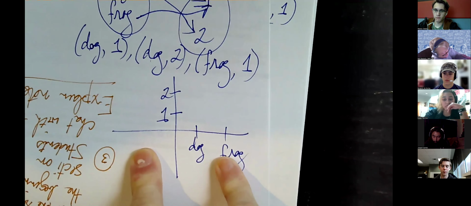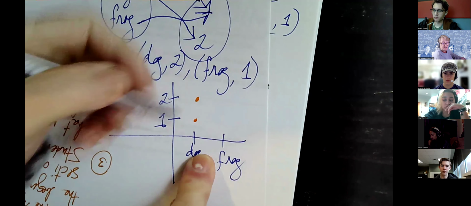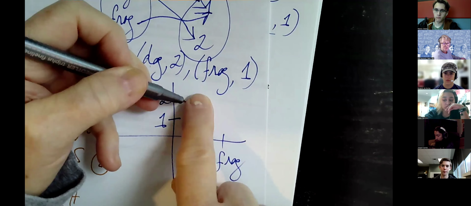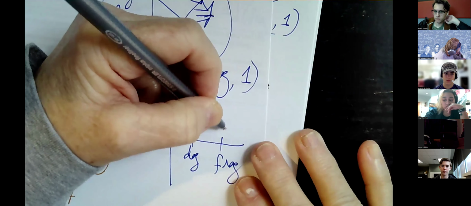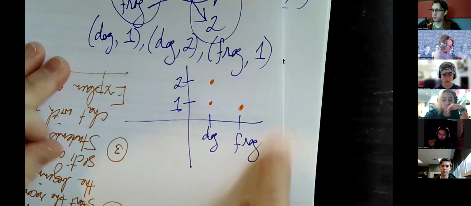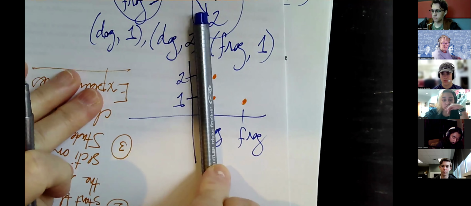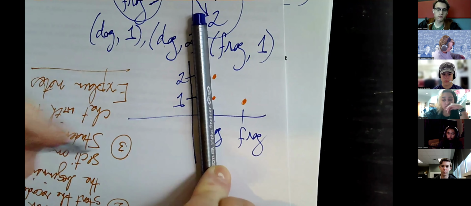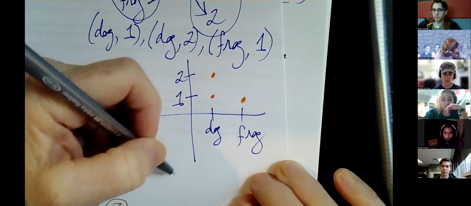And I can see that the 2 elements that are associated with dog, 1 and dog 2, are vertically aligned. And we also have frog 1. But do you see that a vertical line would cross 2 places? And that's what makes this not a function. So this fails.